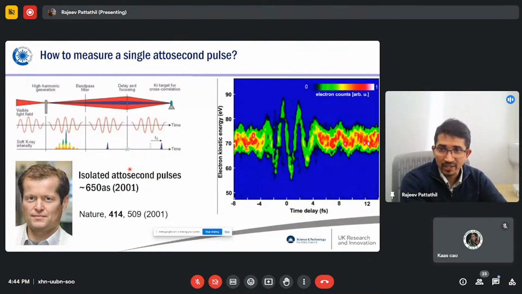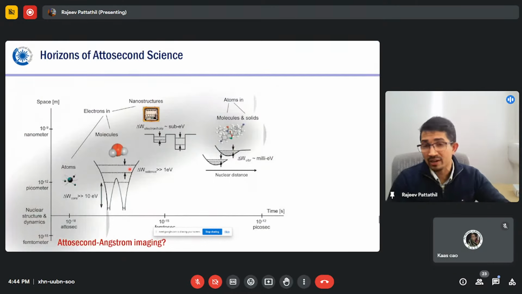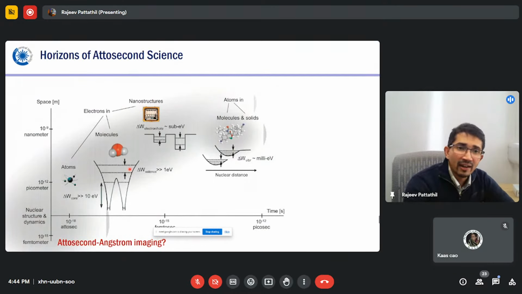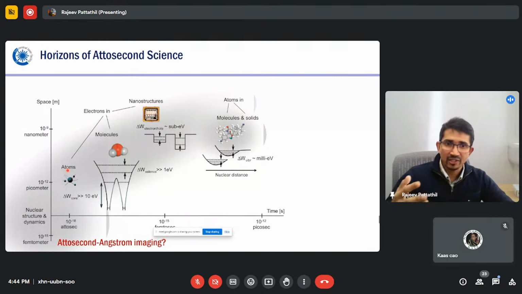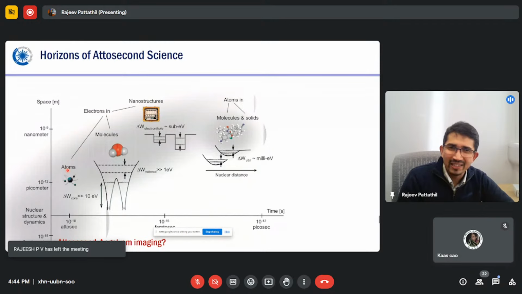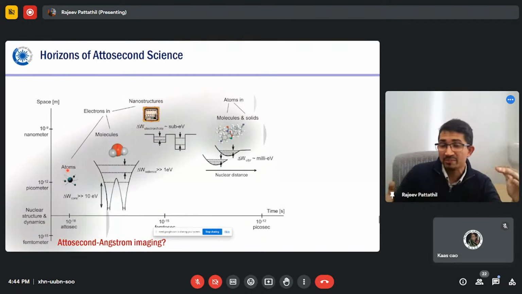So where the field is going, this has a lot of applications. Now you are really getting into the inner workings of atoms. You can actually start understanding how electrons behave inside atoms, even in inner shells. And just by doing that, you are confining not just the temporal scale, but also the spatial scale into angstroms. So you can have, in principle, attosecond angstrom level imaging of things that has never been possible.